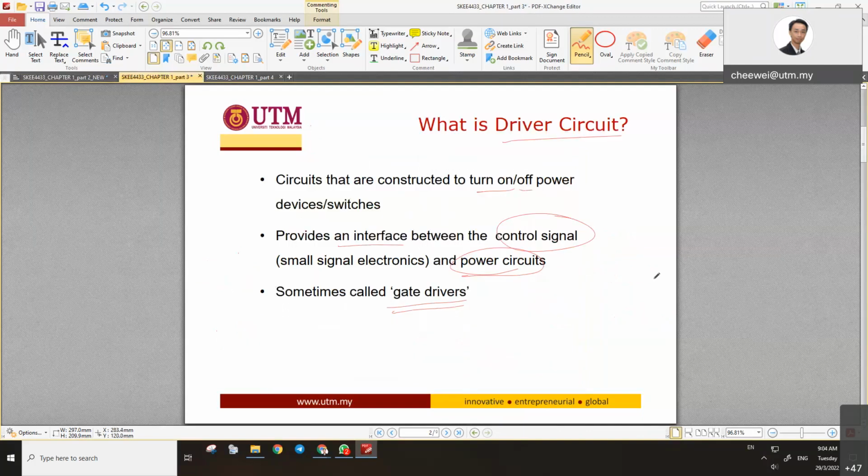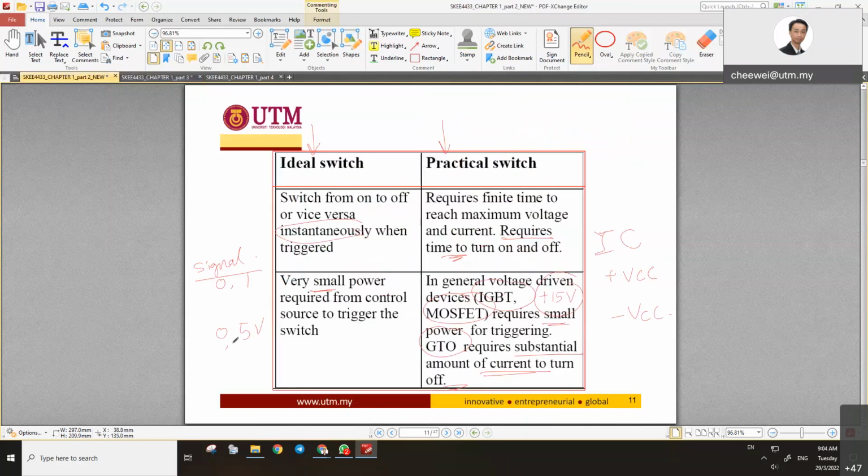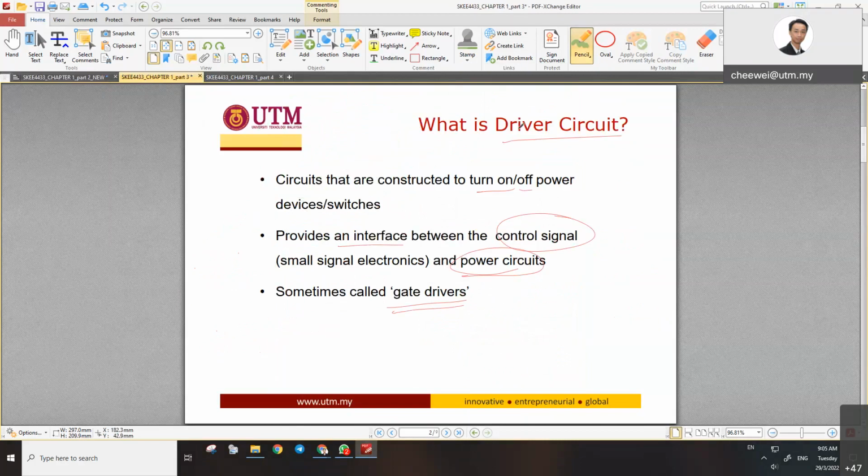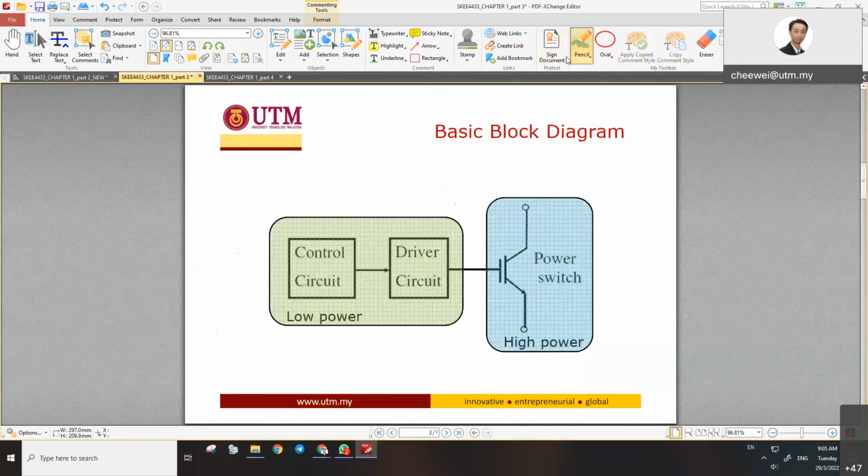So how do I make sure that the IGBT can be turned on? I only have the signal, 0 to 1 or 0 to 5. So how can I change from the ideal signal here to turn on the practical switch? In between, I will need the help of the driver circuit, DC. This driver circuit helps me turn on the practical switch by receiving the signals. Let's have a look at this diagram.